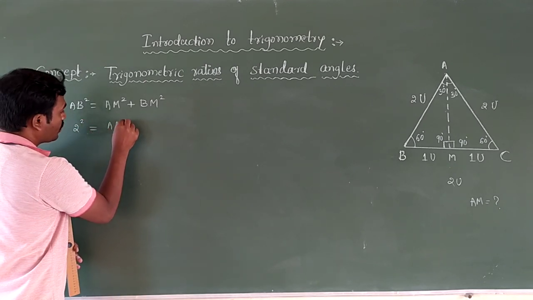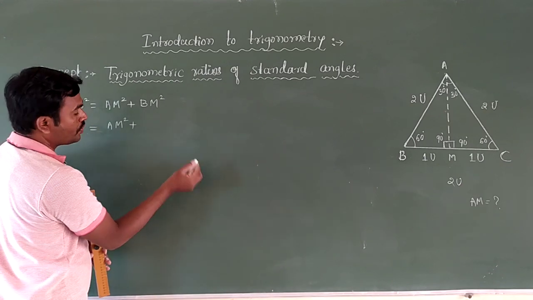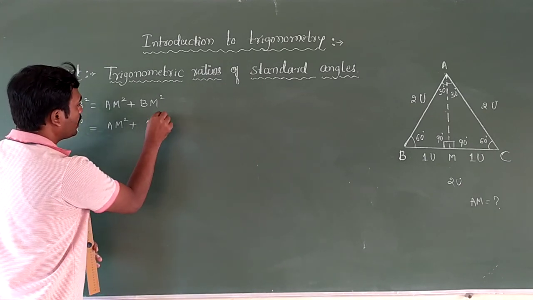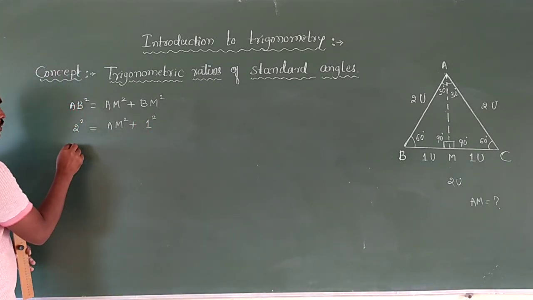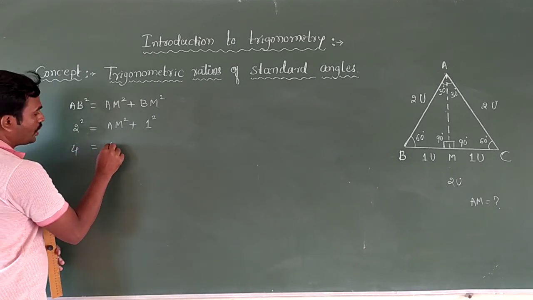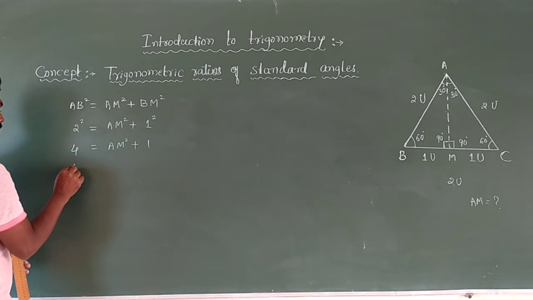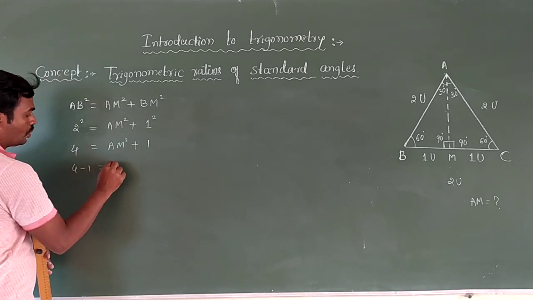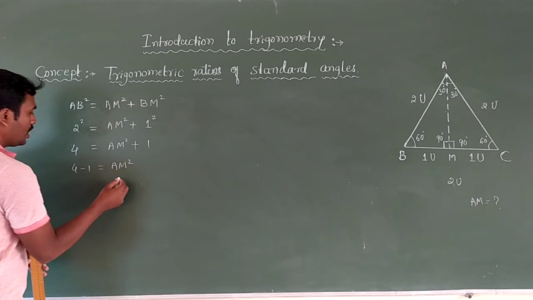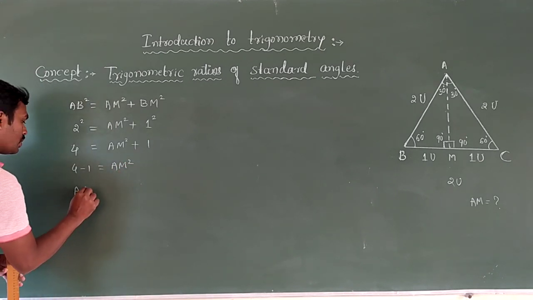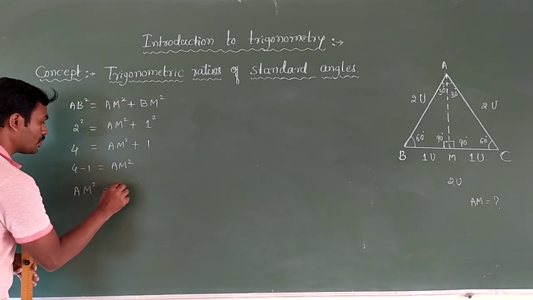So, AM square as it is plus BM square, BM is 1, so 1 square. AB square here is 2 square, which is 4. So, 4 is equal to AM square plus 1. Take that 1 on this side, it becomes 4 minus 1 is equal to AM square. So, AM square is equal to 3.